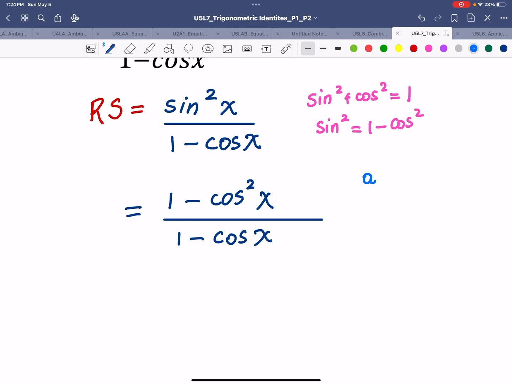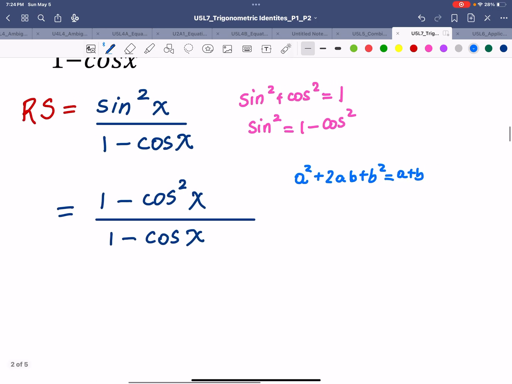Remember that if we have a squared plus 2ab plus b squared, this will simply be a plus b to the power of 2, or a plus b times a plus b. And if it happened that this sign here was a minus, then you would have a minus instead of a plus.